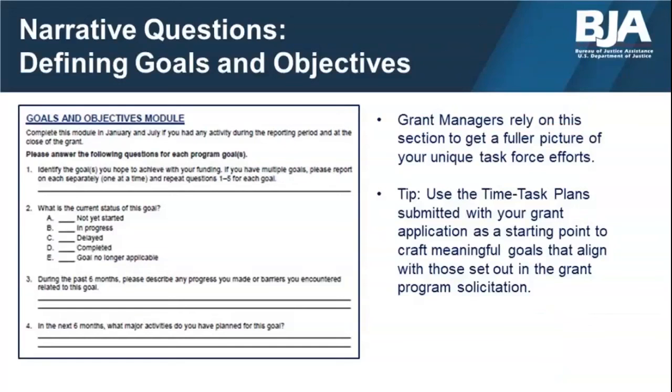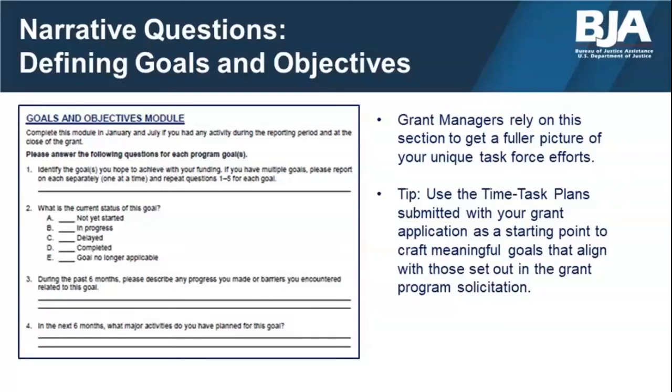your goals and objectives. As you can see from the screenshot on the left side of the screen, here you will be asked to identify goals for your grant and your progress towards those. What is your current status towards achieving this goal? Describe any progress that you've made, any barriers you've encountered, and what are your plans to keep on achieving this goal in the next few months. The grant managers really rely on this section to get a fuller picture of your unique task force efforts.